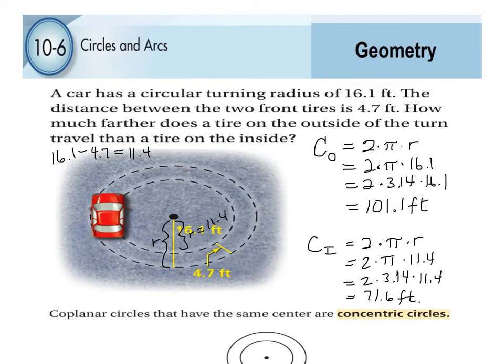Okay, now, as I'm looking at this and calculating this, I need to know the difference between the two. I want to know which one traveled further and how much. So in this case, to find my final answer, I take 101.1 minus 71.6, and that's going to give me a total of 29.5 feet. So the outside traveled 29.5 feet more than the inside did.